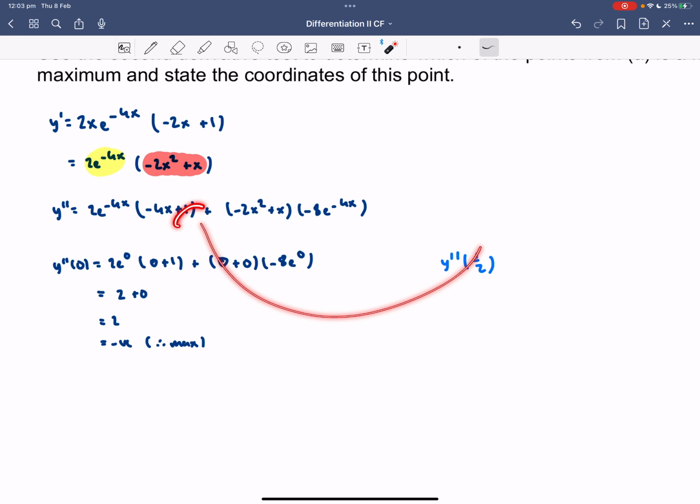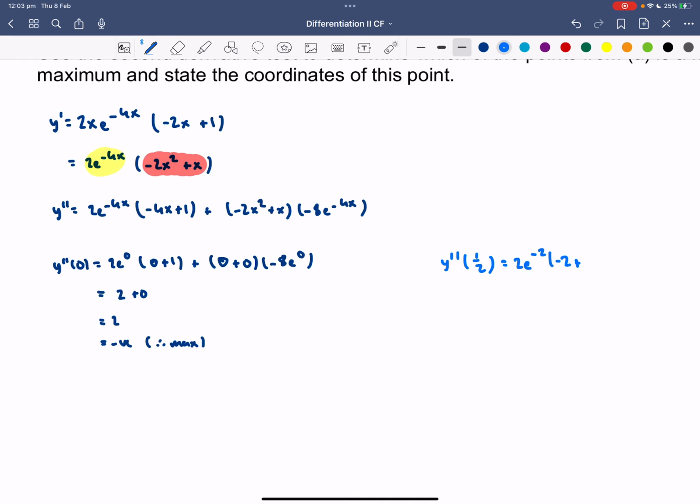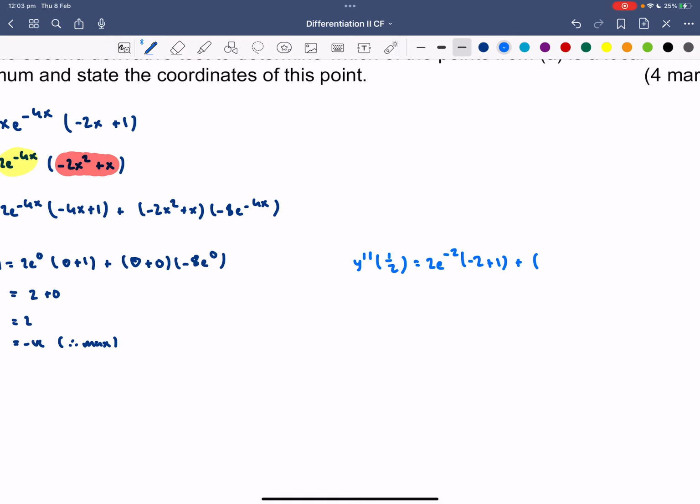So let's put half into here. It's a bit more complicated to put in there. Minus 4 times half is minus 2. That's minus 2 plus 1, plus the other way around. So it's a bit more challenging, you can see. Half squared is a quarter. Quarter times minus 2 is minus a half. Oh, we're just lucky again that when you sub it in, this bit here is 0. So then we don't even need to really simplify this bit here.